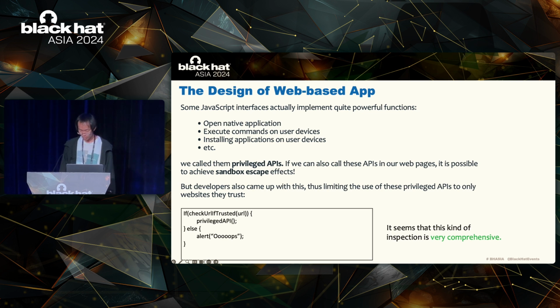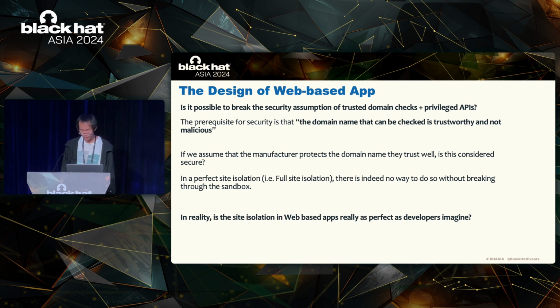The following is a code example. Like this. Before calling the privileged application interface, there is a domain check. It seems very secure. Is it possible to break the security exception in a perfect site isolation? There is indeed no way to do that.